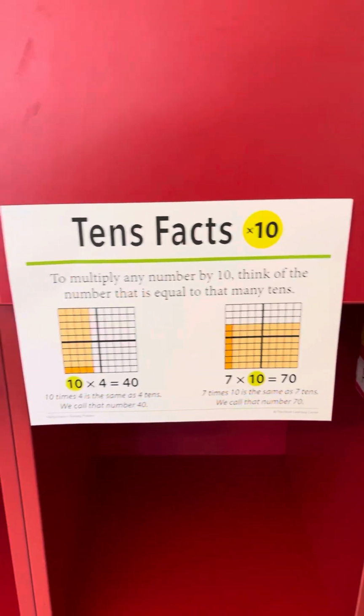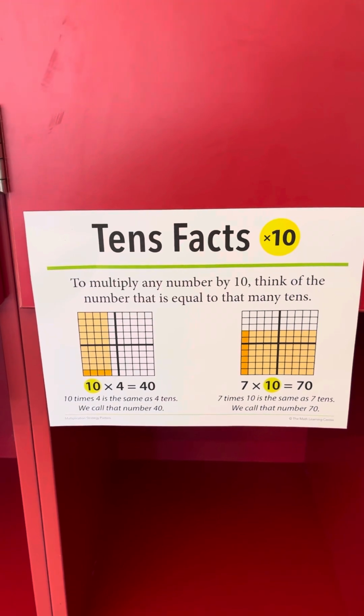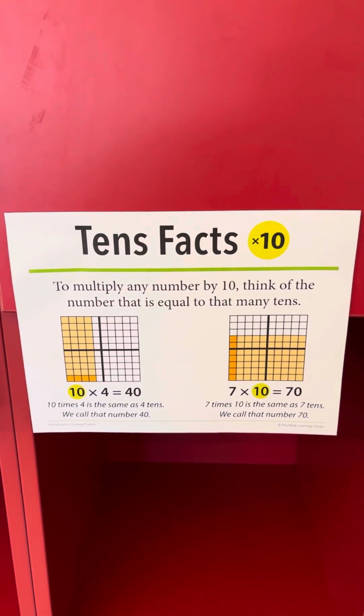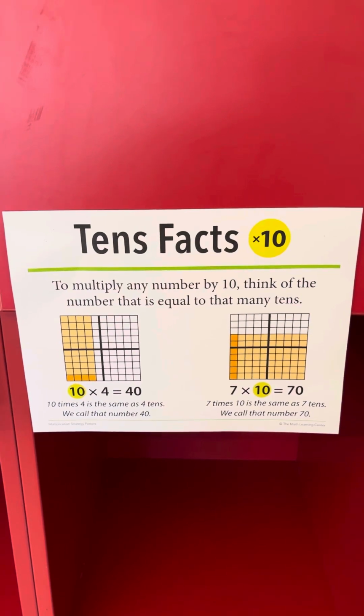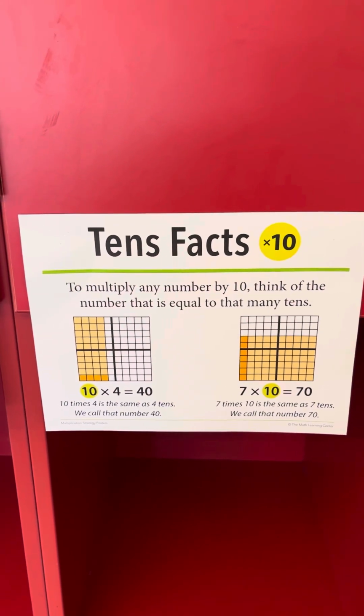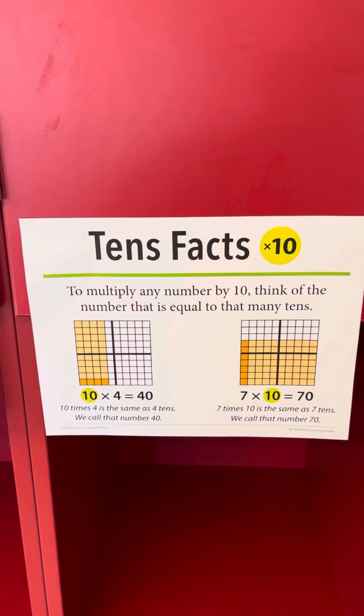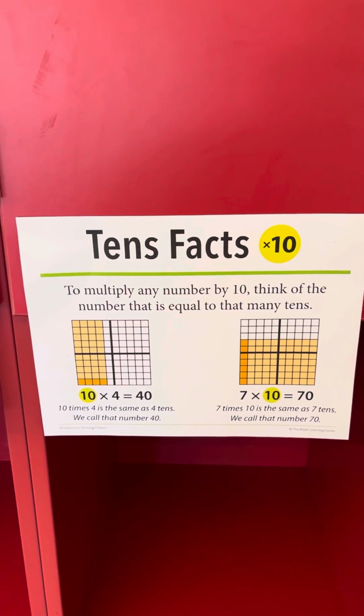I'm going to jump over to the tens facts. This is a favorite of many young students. To multiply any number by 10, think of the number that is equal to that many tens. 10 times 4. I'm thinking in my brain, that means 4 tens. 4 tens, 10, 20, 30, 40.